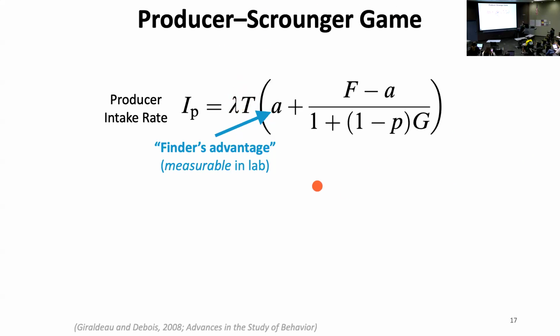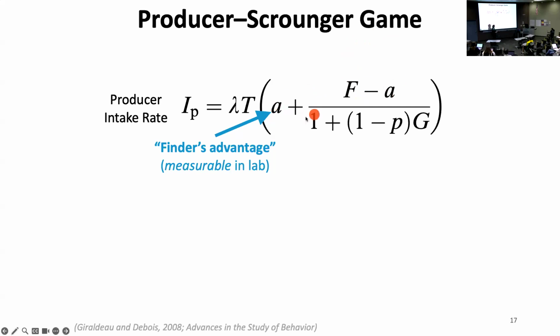But the intake rate for the producer, how much does it actually get to eat? Well, for every item it finds, it gets a little finder's advantage. This is the amount of seeds it can get before anybody swoops in. That's the so-called finder's advantage. And then this up here, well, if F is the number of seeds in the patch, F minus A is the number of seeds left over when finally those scroungers run in and try to eat from that patch.